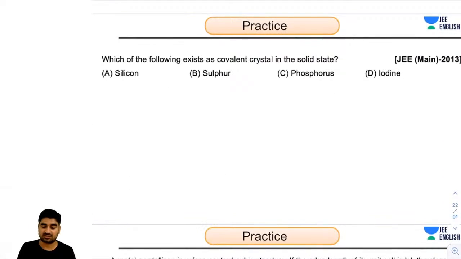Which of the following exists as a covalent crystal in the solid state? Be fast. Which of the following exists as a covalent crystal? This problem was asked in JEE Main 2013. Just do it.